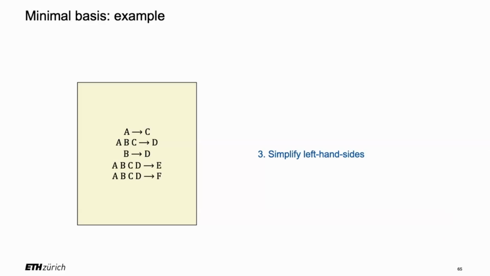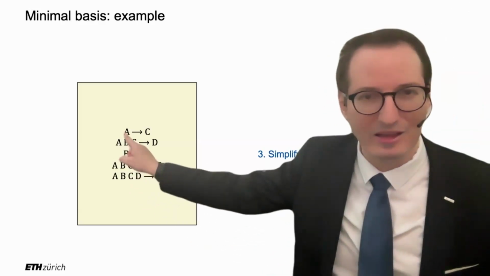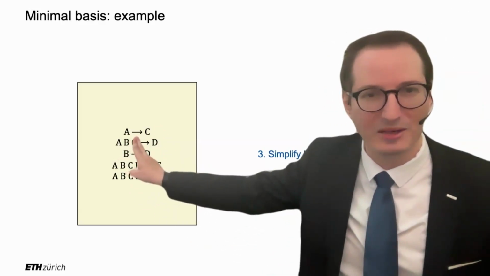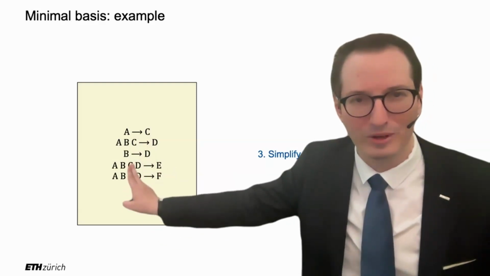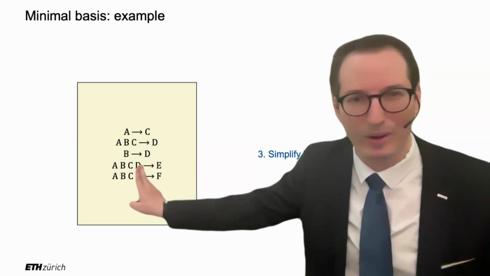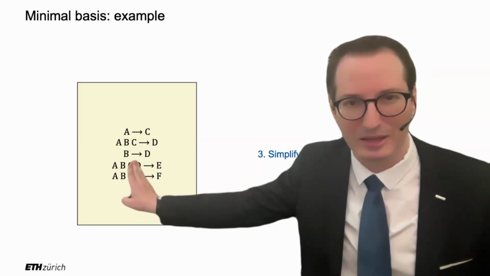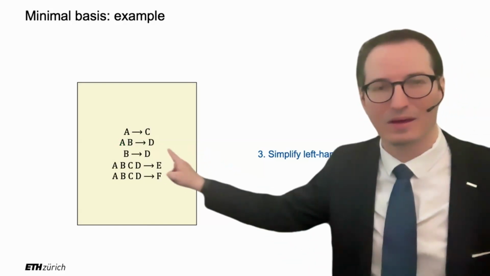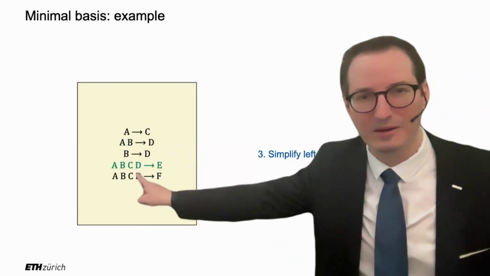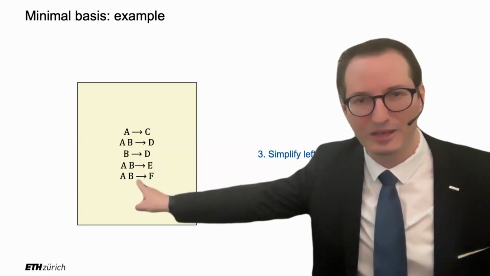So can anybody tell me which attribute I can remove on the left? Do you agree, for example, because A gives me C, right? So I could remove C in here. Who agrees? And here too, I could remove C. B gives me D, so I could get rid of D also, right? And get rid of this here. So here, I can remove the C. And here, I can remove C and D. And here, I can remove C and D.